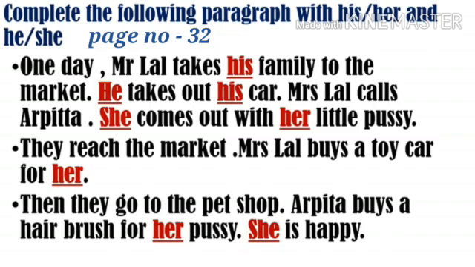They reach the market. Mr. Lal buys a toy car for her. Then they go to the pet shop. Arpita buys a hairbrush for her pushy. She is happy. Children, this paragraph you do in your English book, page number 32.